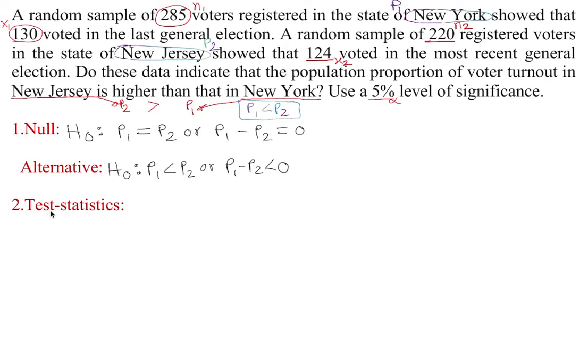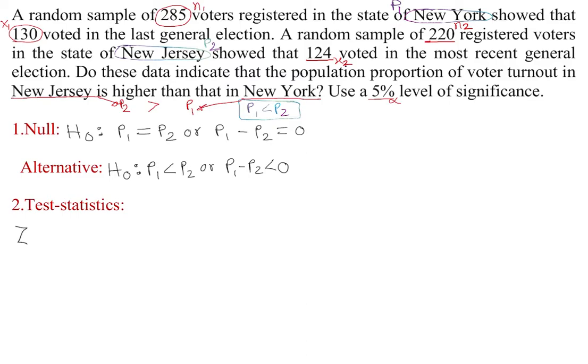Now the test statistic. Since I already see this is a two-proportion test, of course we're going to do a two-proportion z test. The sample sizes are big, and the central limit theorem says that if the sample size is big and n times p is greater than or equal to 5, this is a z statistic. So what is the formula for the z statistic?